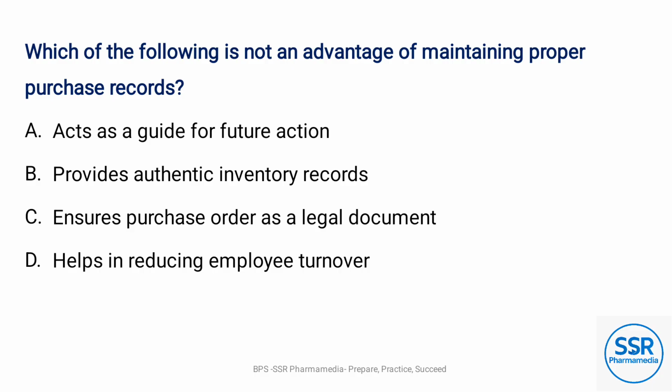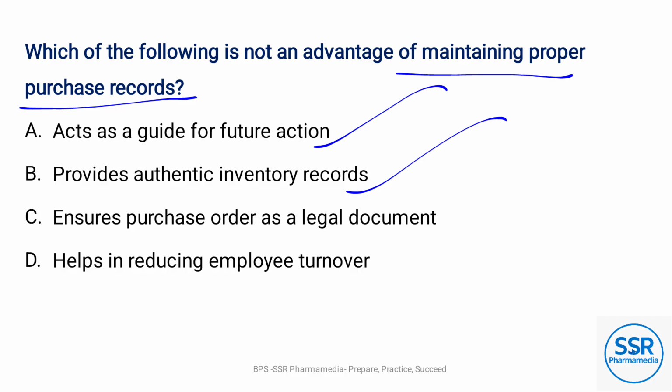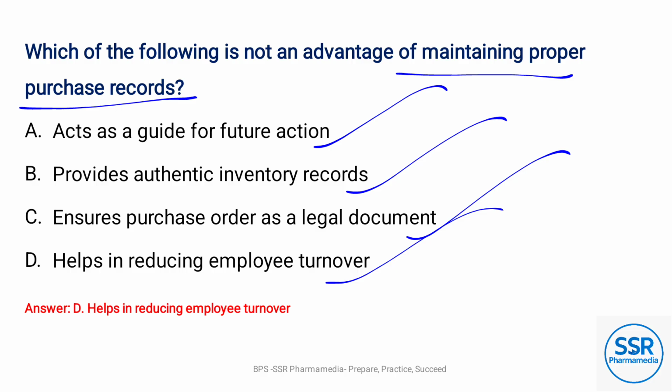Which of the following is not an advantage of maintaining proper purchase records? Option A, acts as a guide for future action. Option B, provides authentic inventory records. Option C, ensures the purchase order is a legal document. Option D, helps in reducing employee turnover. So the answer is option D, helps in reducing employee turnover.